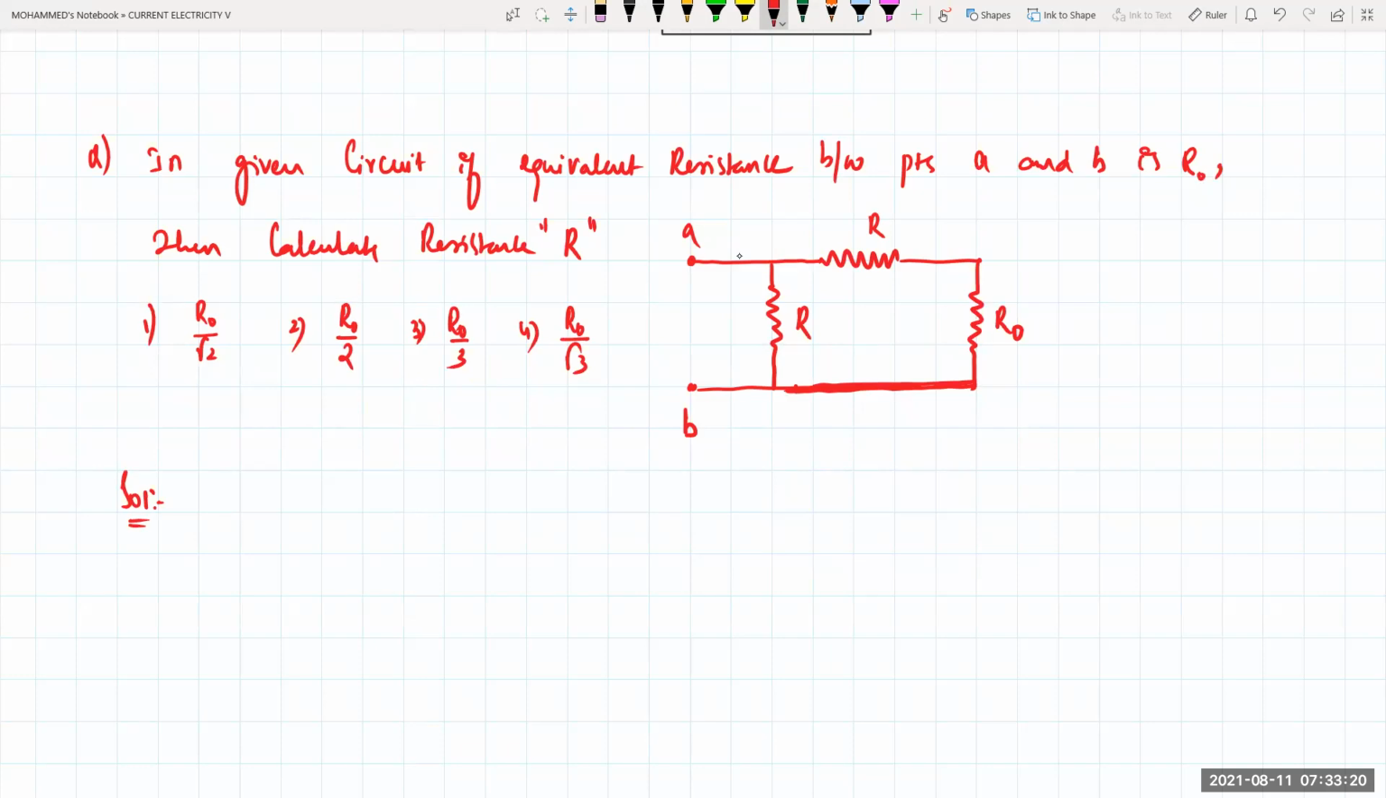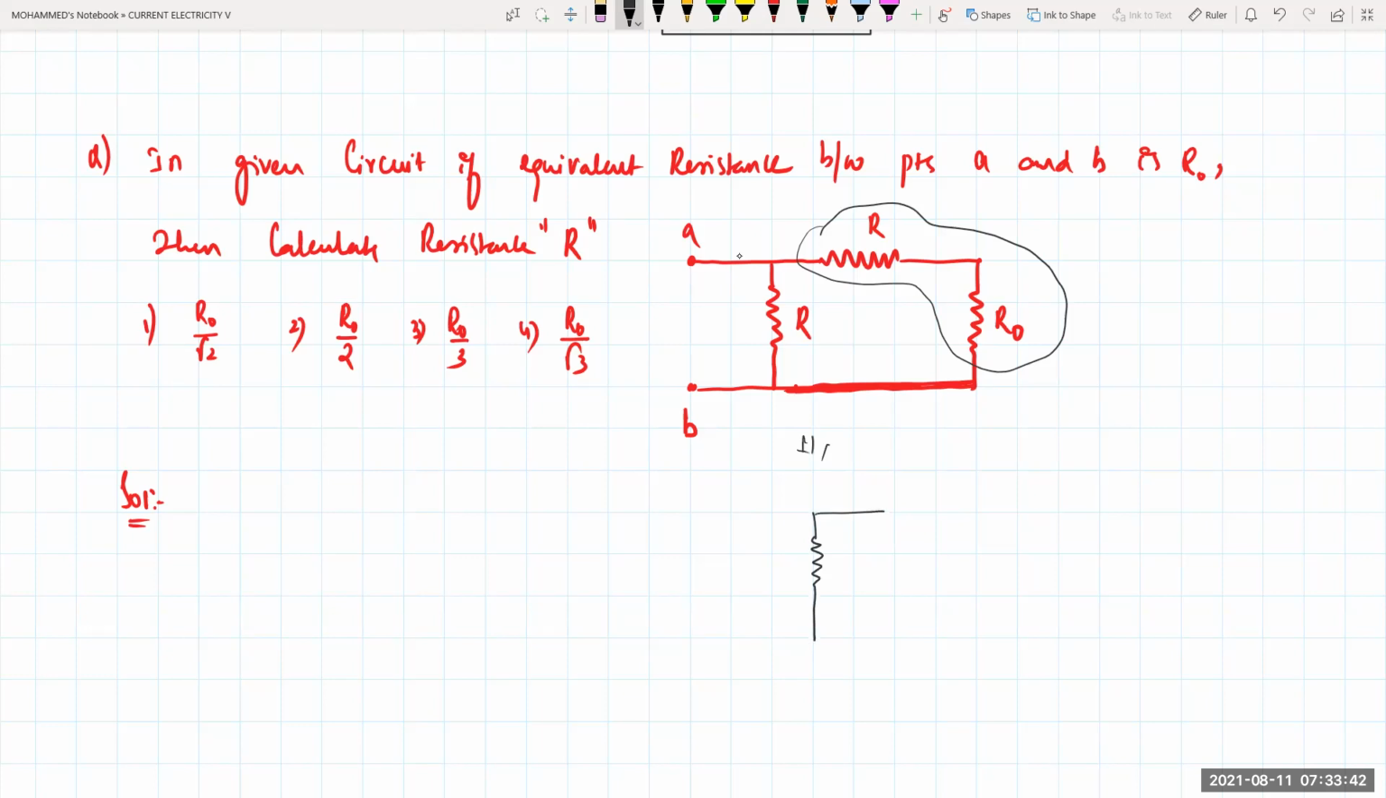In the given circuit, the resistance between points A and B, and A and B is nothing but effective resistance. Now tell me which are series and which are parallel in this one. These two are in which combination? Series. Series, no division of current. That will be in parallel with your R. That means if I'm redrawing the circuit, it will be something like this.